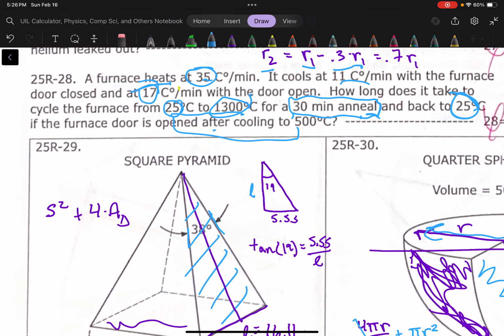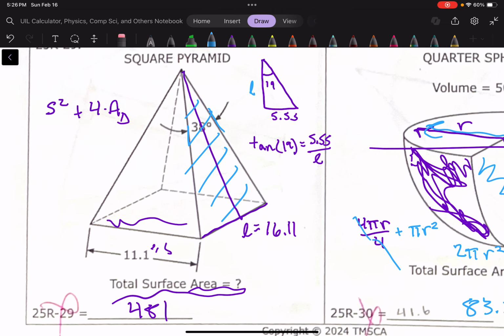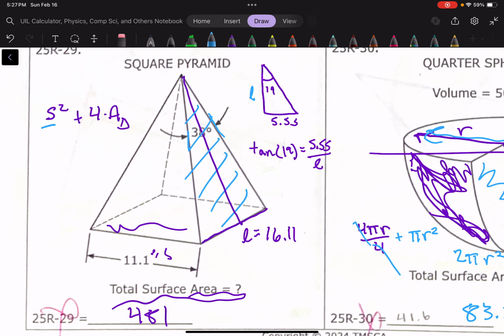All right, 29. They want us to find the total surface area of a square pyramid, and they only gave us the base and the angle between the vertices on a face. Well, remember that the total surface area is going to be the base area, side squared, plus 4 of these triangular areas. Now, to get the area of the triangle, it's going to be base times height, but we need the slant height here. Now, how do we get that slant height?